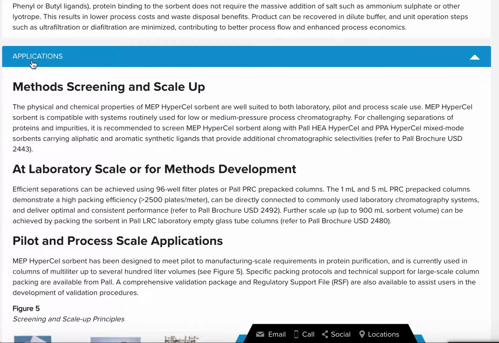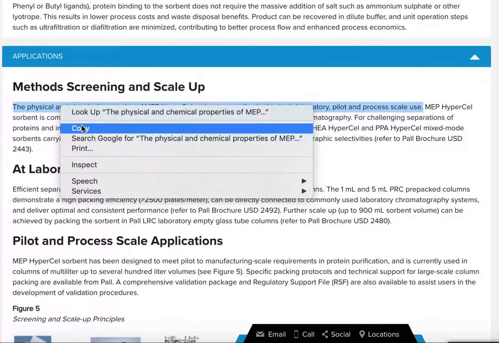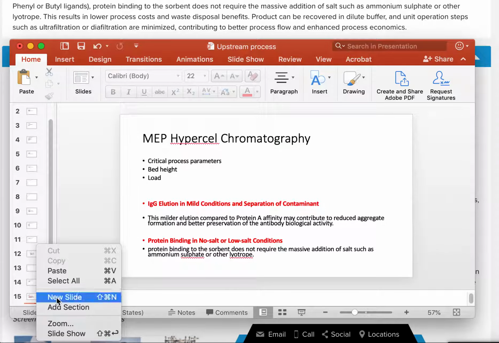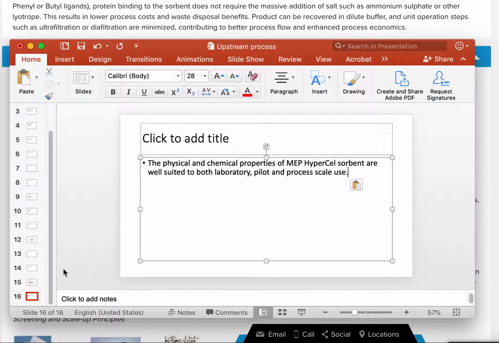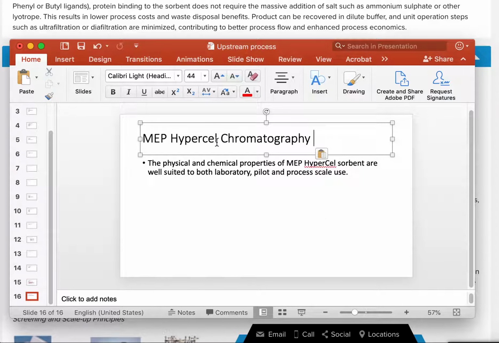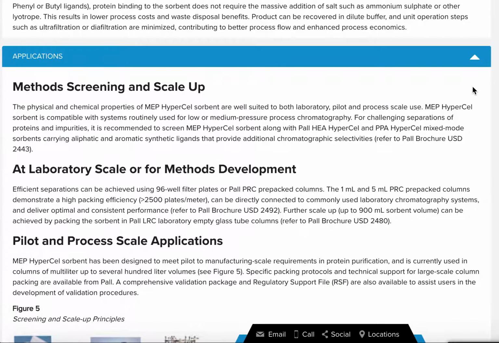So this is the application. The physical and chemical properties of MEP HyperCel sorbent are well suited to both laboratory, pilot, and process scale use. So it is well suited to both. So you want to write this down as well. MEP HyperCel sorbent is compatible with systems routinely used for low or medium pressure process chromatography.